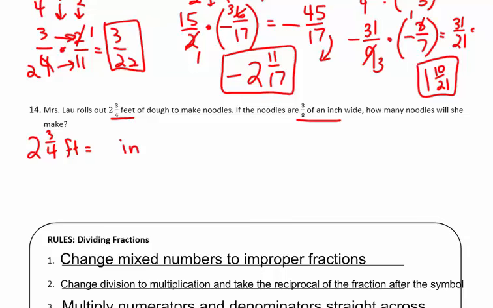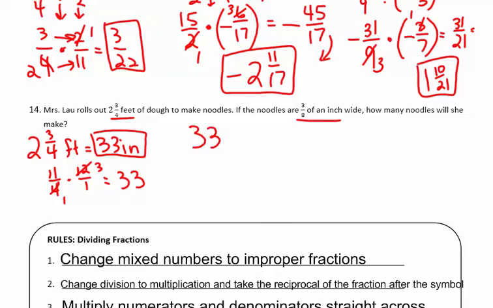So I write this 2 3/4 as an improper fraction, 11/4 times 12 inches in a foot. And I can reduce. So 2 3/4 feet is 33 inches. Now I'm going to use this in the problem because now the labels are the same. So I have 33 inches of dough, and each one is 3/8 inches wide. So I'm going to take 33 inches and divide it by 3/8, and that will tell me how many of these noodles I can make.